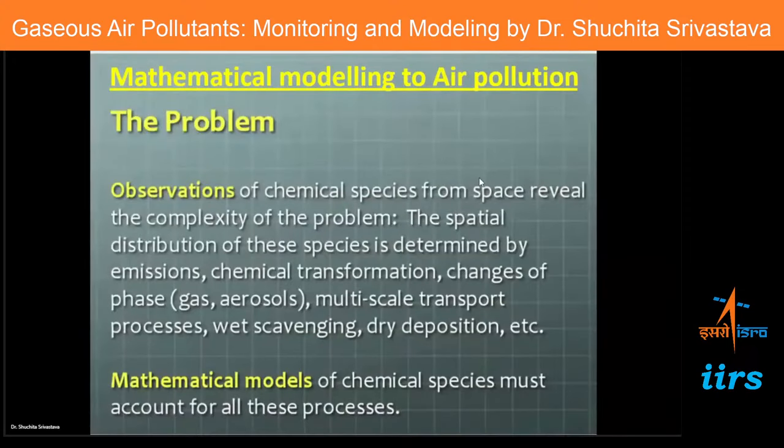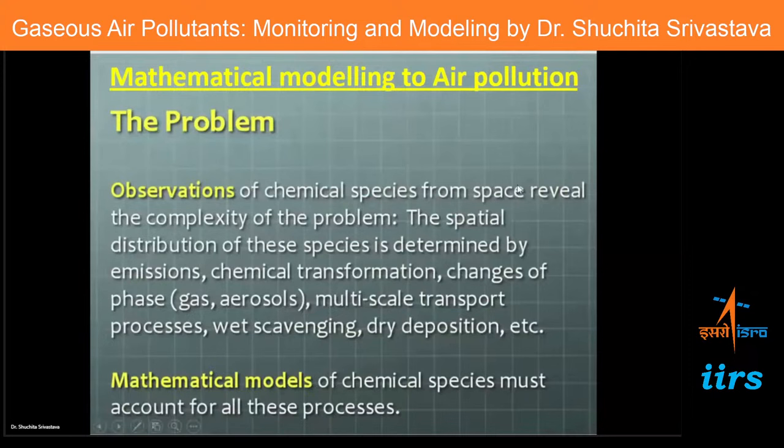Now we will discuss a little bit about atmospheric modeling. We have seen that satellite data can give us a spatial, three-dimensional distribution. We can identify pollution hotspots. We can get information about pollution episodes and the amount of pollution added because of that particular episode. Still, there is something lacking. We cannot understand the various atmospheric processes responsible for specific pollution episodes. So for that, we use mathematical models.